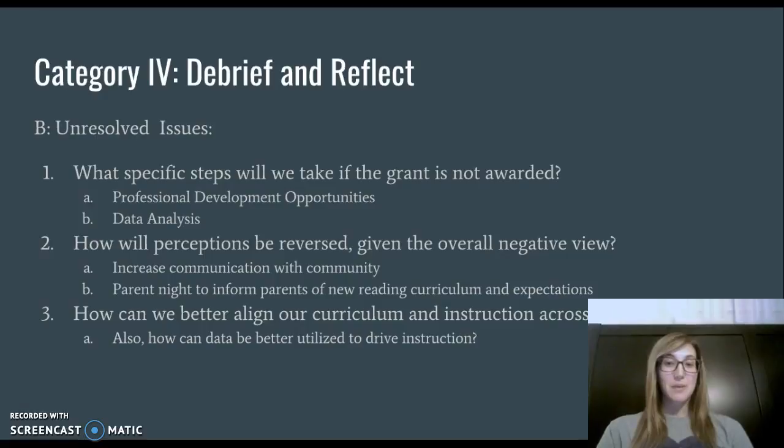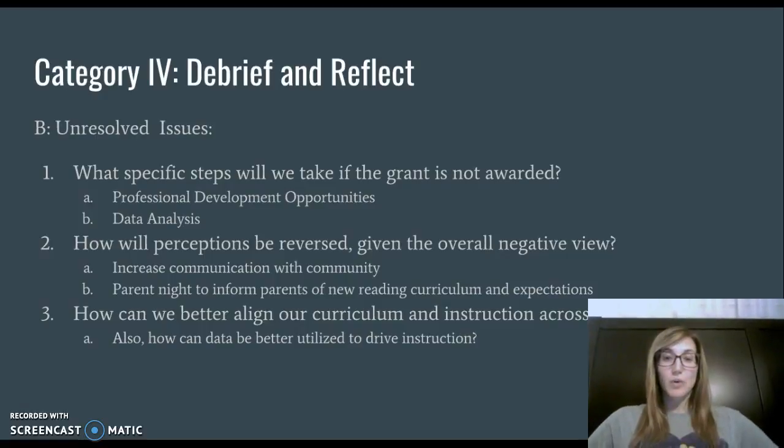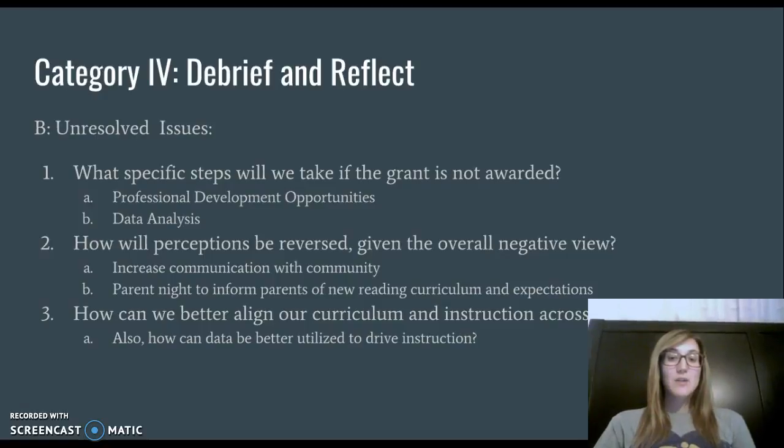Second, how will perceptions be reversed given the overall negative view of the Truman Reading Program? I think just increasing communication with the community and letting them know that we do also have some concerns and that we are taking the appropriate steps to hopefully get that taken care of and continue our school improvement. And if we do have a new reading curriculum that we decide to implement, I think it'd be important to have a parent night so we can inform them of what to expect as parents and what their children can expect through this new series.